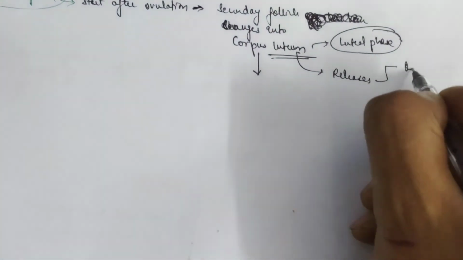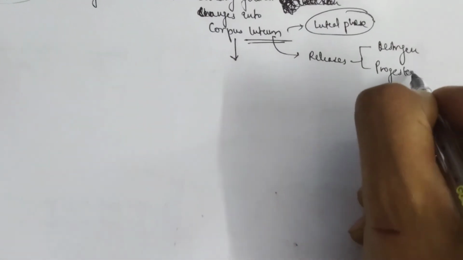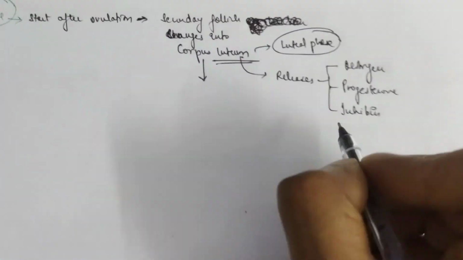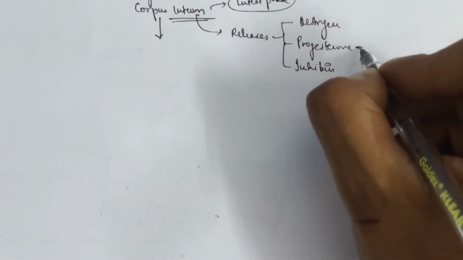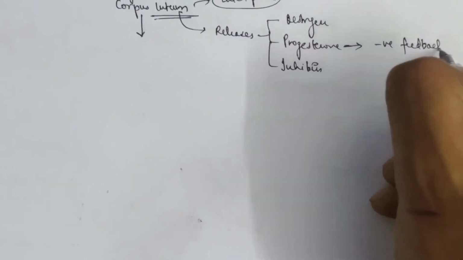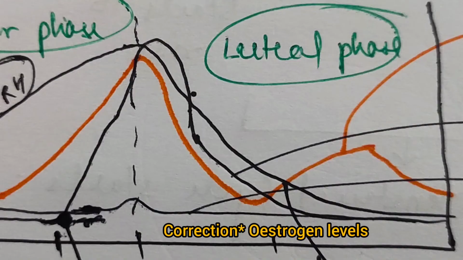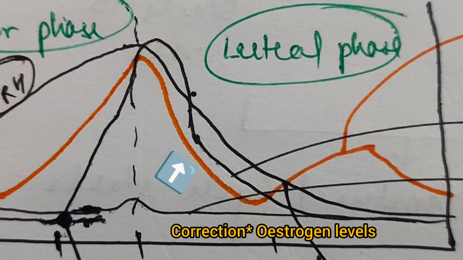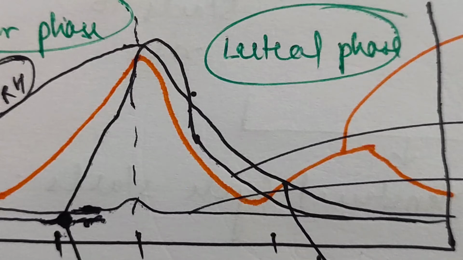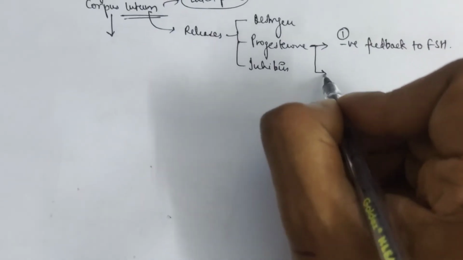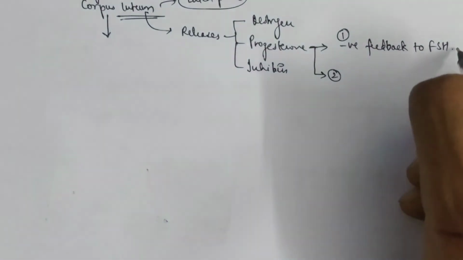In the luteal phase, the corpus luteum releases three hormones. That is the estrogen, which is already present there, the second is the progesterone, and third is the inhibin. The estrogen level, as you can see in the graph, starts to decrease because the corpus luteum does not secrete as much estrogen as the secondary follicles used to. The second important hormone here is the progesterone. What's the function of the progesterone?